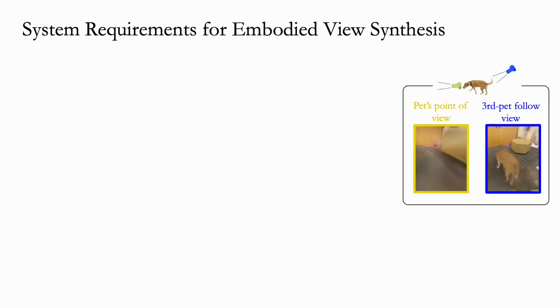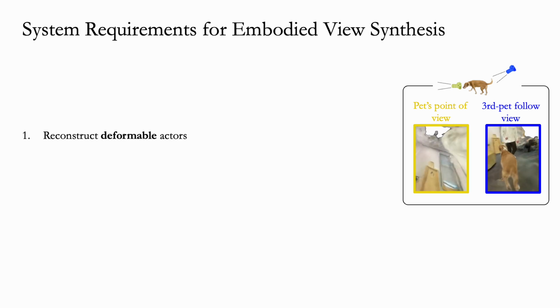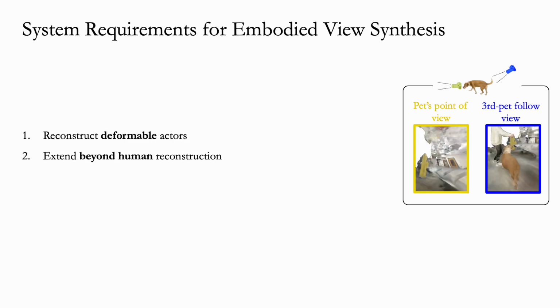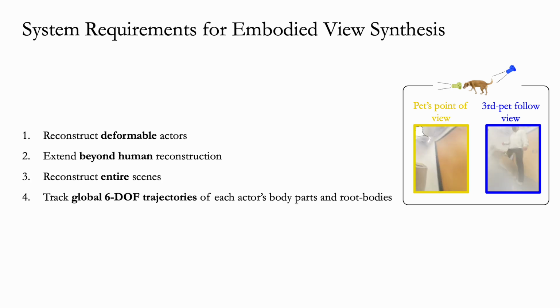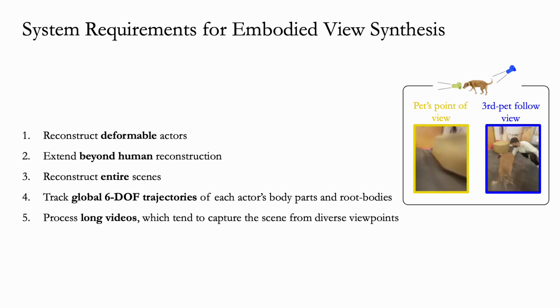So what would it actually take to build a system for embodied view synthesis of scenes containing humans and pets? Such a system would have to reconstruct deformable actors, both human and non-human, reconstruct entire scenes as opposed to just the foreground, track global 6-DoF trajectories of each actor's body parts and root bodies, and crucially process long videos that capture the scene from diverse viewpoints and hence aid reconstruction.